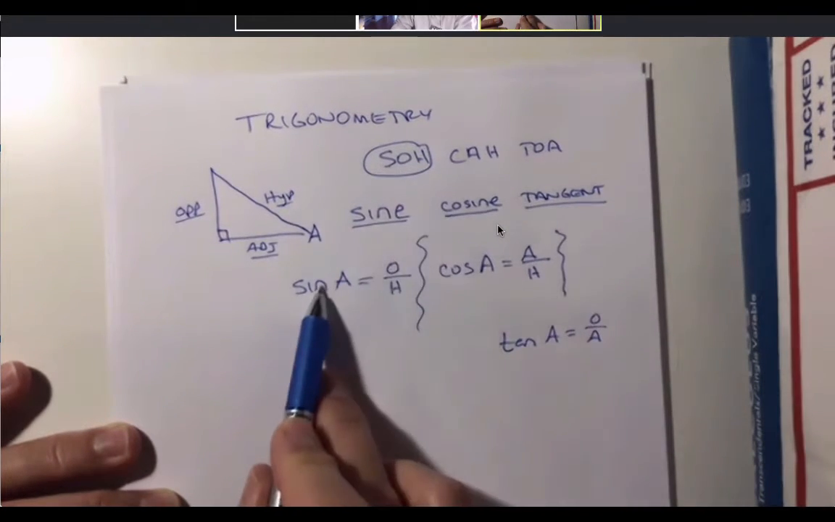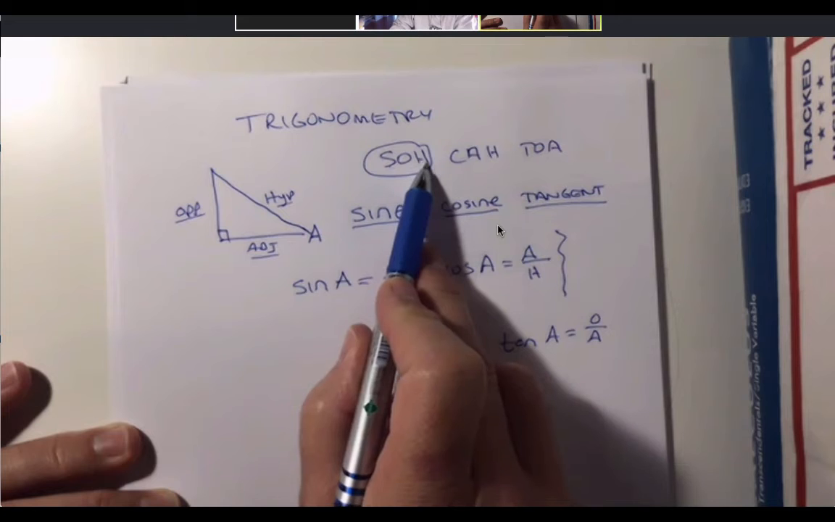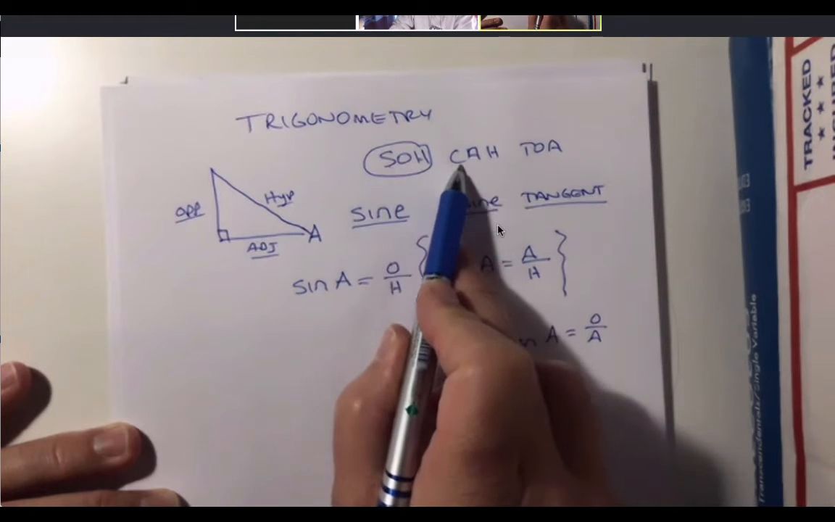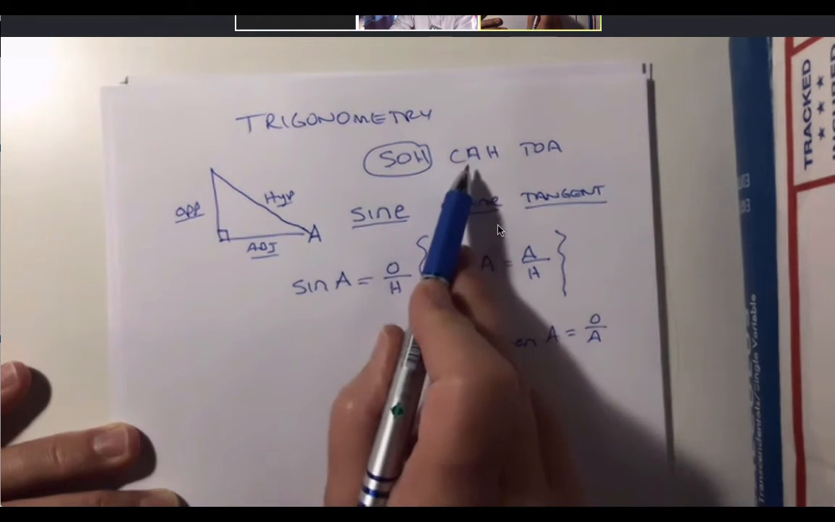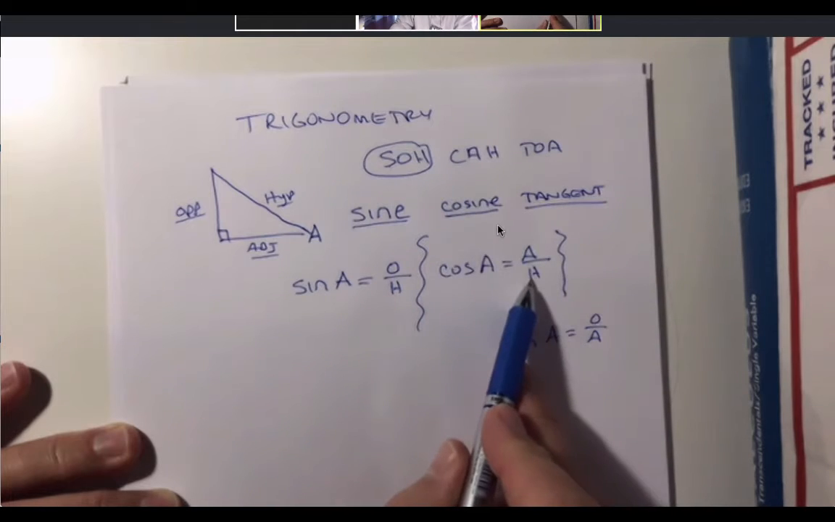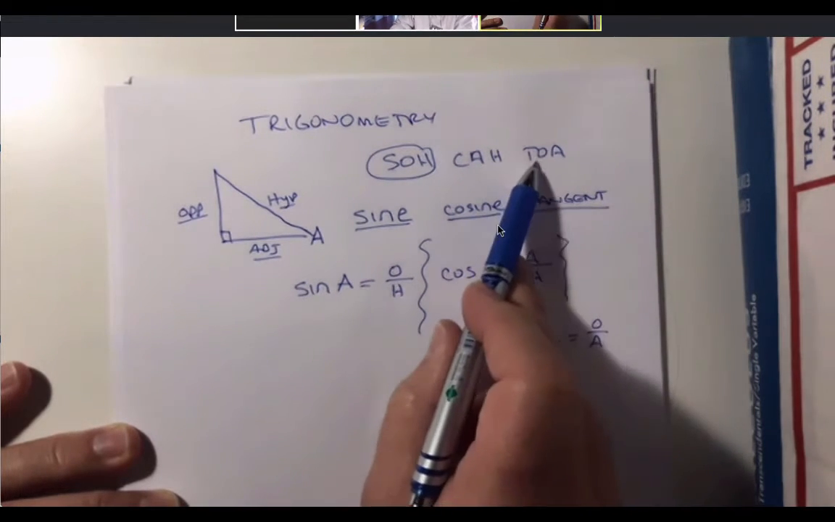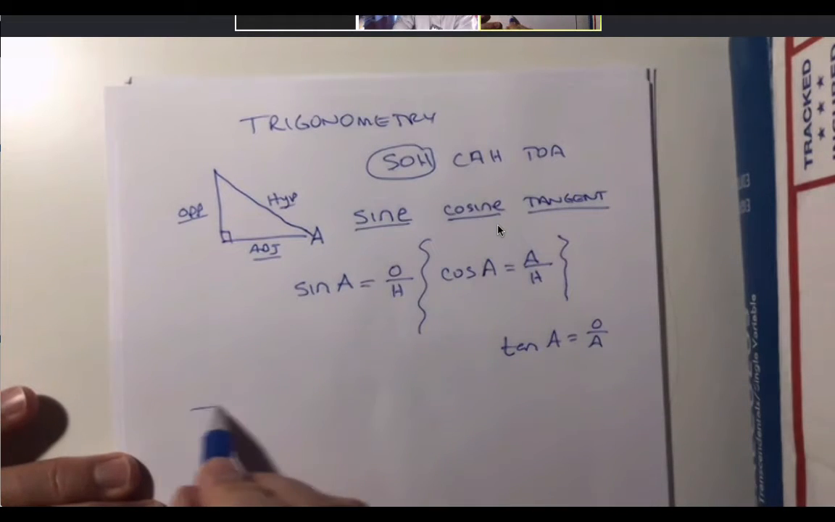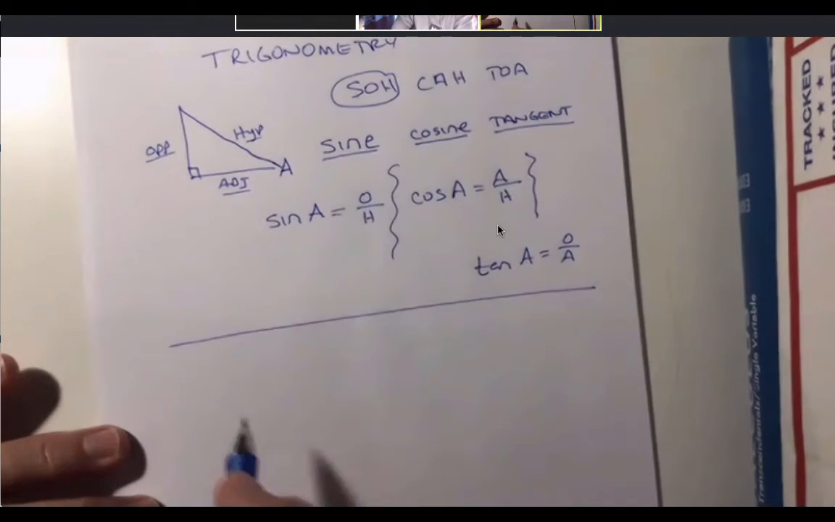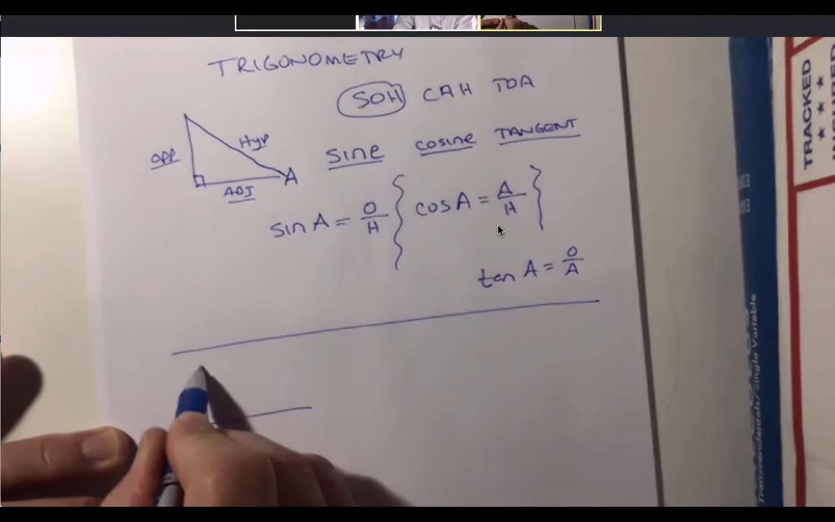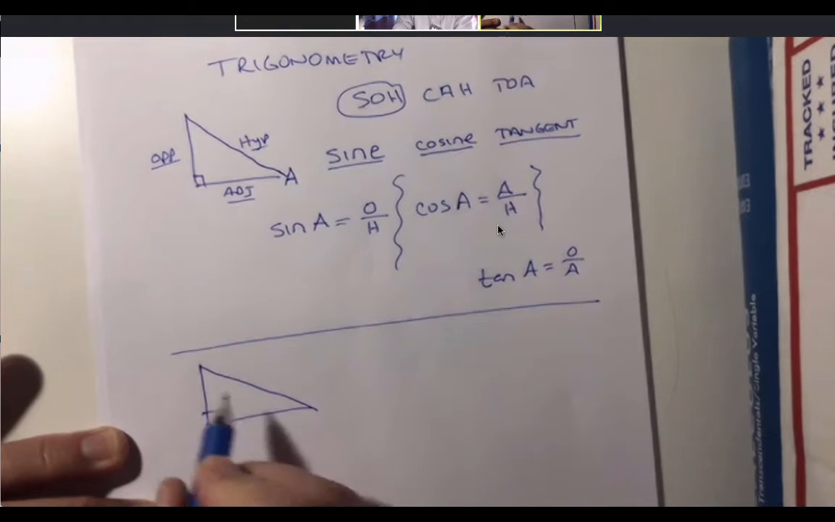Sine of an angle is the opposite over the hypotenuse. The cosine of an angle is the adjacent over the hypotenuse. And the tangent of an angle is equal to the opposite over the adjacent. So the first step would be to look at a triangle when we've got all side lengths given.